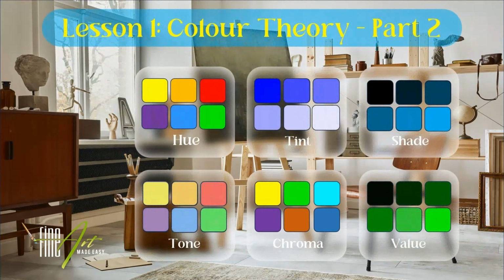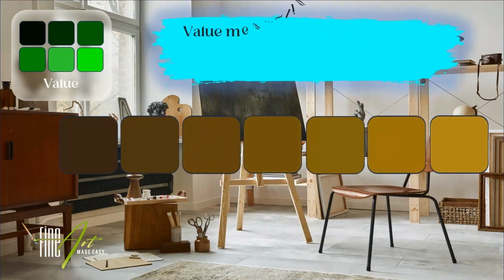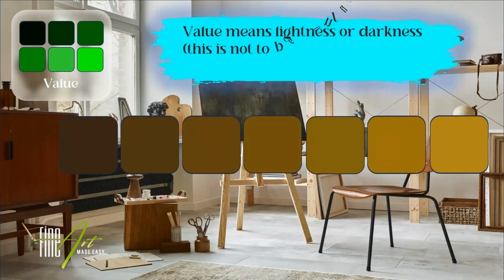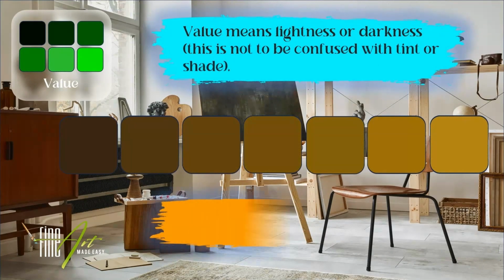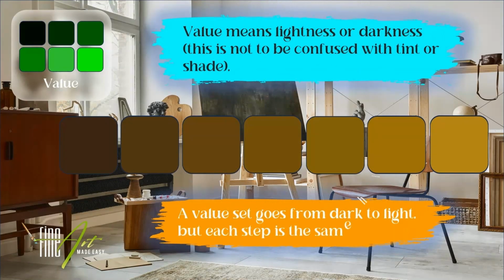And finally, we're going to go to value, which is probably one of the most important aspects of painting. So value means lightness or darkness. This is not to be confused with tint or shade. Okay, so a value set goes from dark to light, but each step is the same hue. This is important. So if you add white or black, you're going to destroy the hue. Okay, but in this case, if you go from the left, we have dark brown. It gets progressively lighter, but the intensity of the color gets even more. So it goes even more orangey, I suppose. So this is a difficult concept to learn.